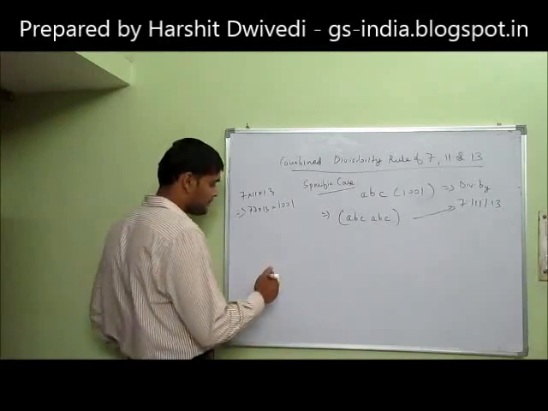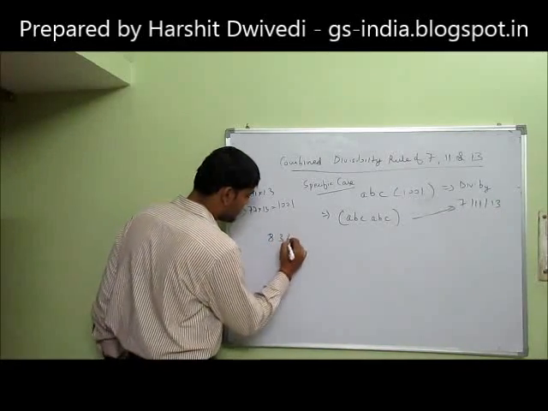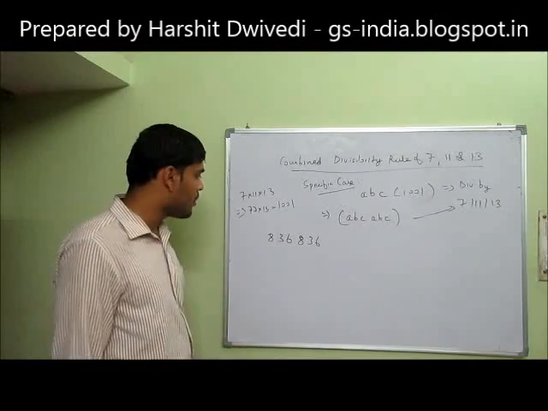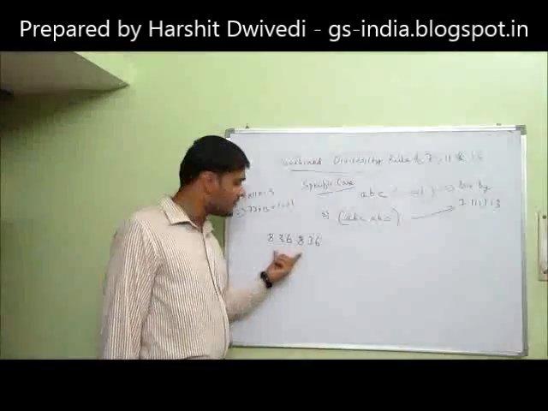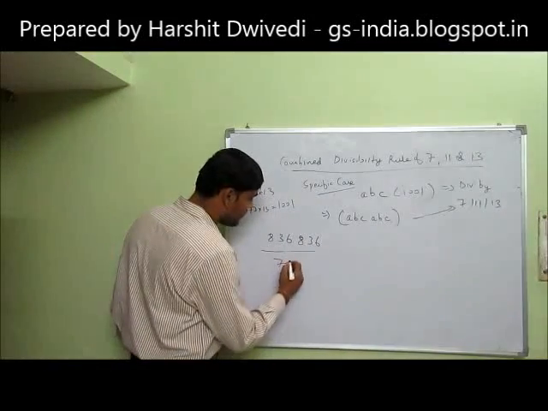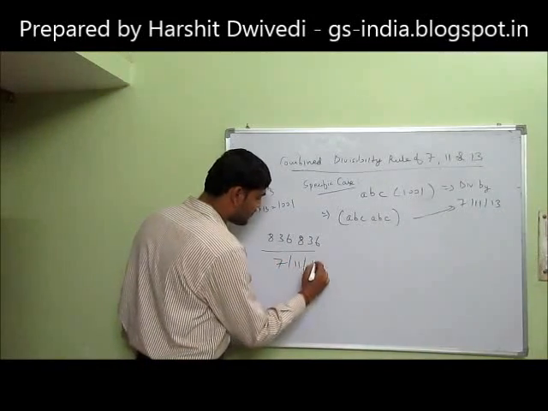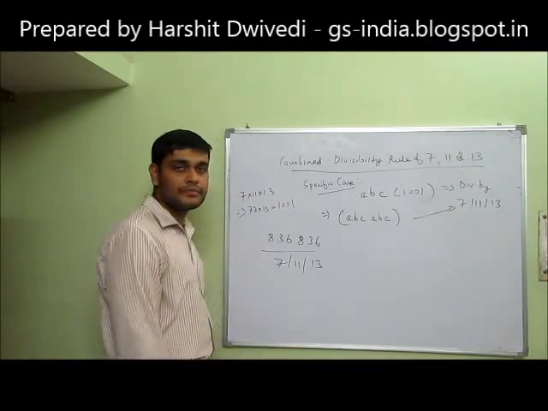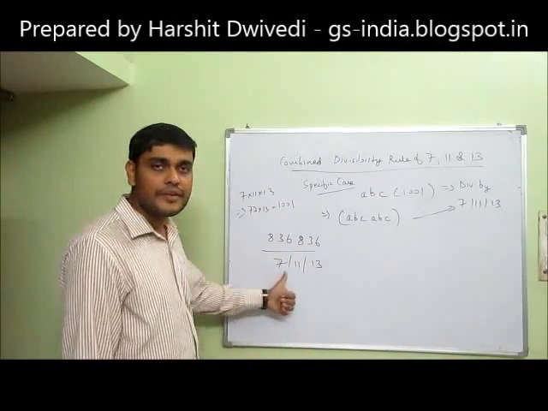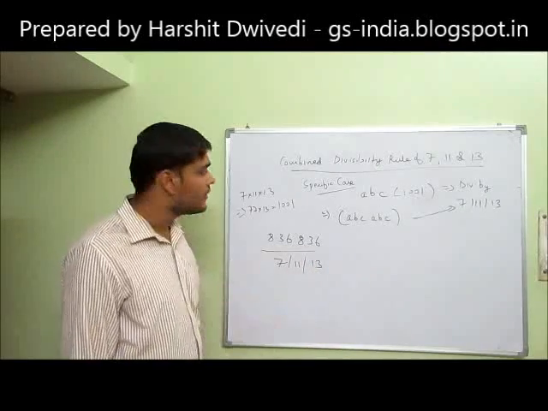Suppose there is a number 8, 3, 6, 8, 3, 6. These two triplets are repeating themselves twice. So this number will also be divisible by 7, also divisible by 11, also divisible by 13. Okay? 8, 3, 6, 8, 3, 6, divisible by 7, divisible by 11, divisible by 13.